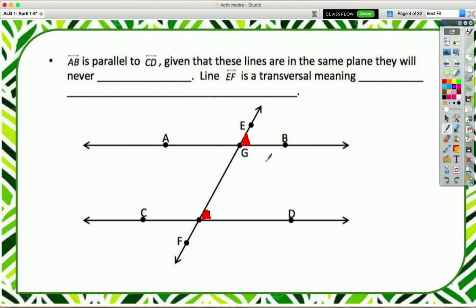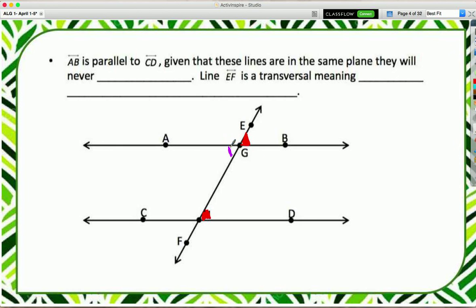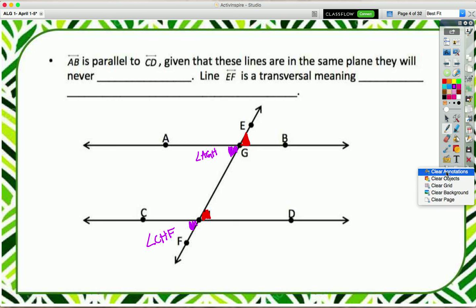So if instead I focused on this angle right here, angle AGH, Ava, what do you think is corresponding to angle AGH? CHF. Angle CHF. Those are corresponding. They're occupying the same position in the other intersection. Okay. Any questions about corresponding? All right. So let's move on to the next vocab word.